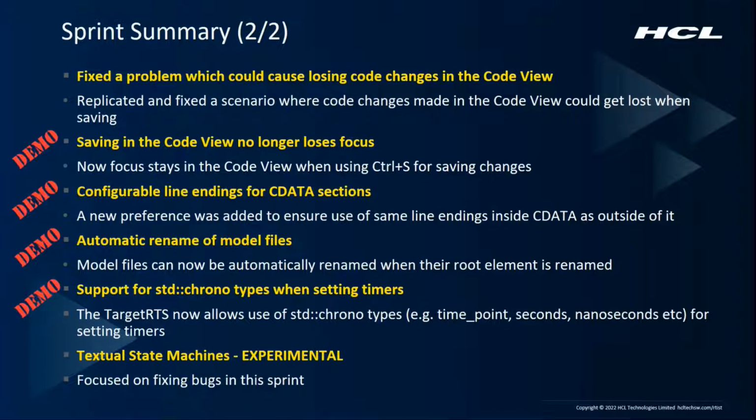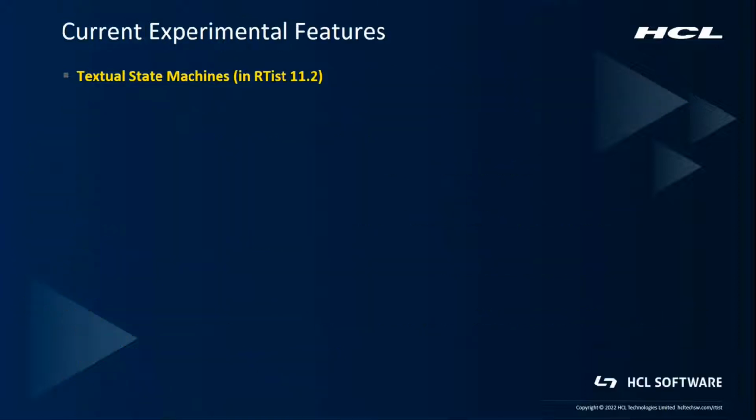Text-to-state machines: we mostly fixed bugs in this sprint in this area, so we will not demo that again. Status is more or less the same as in the last sprint demo. And this feature, text-to-state machines, is currently the only experimental feature we have.